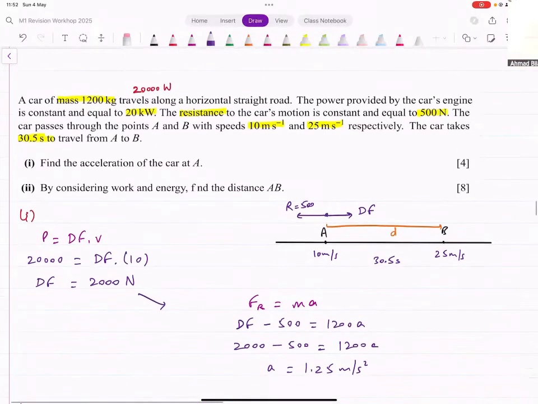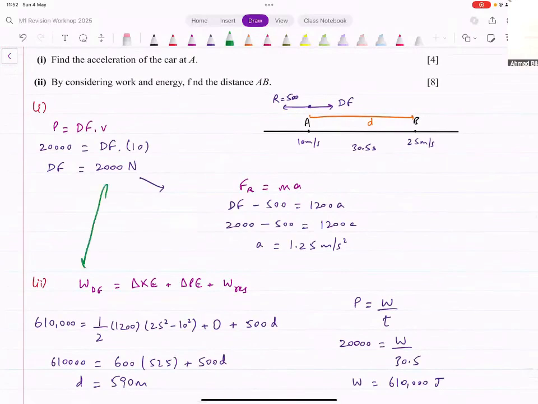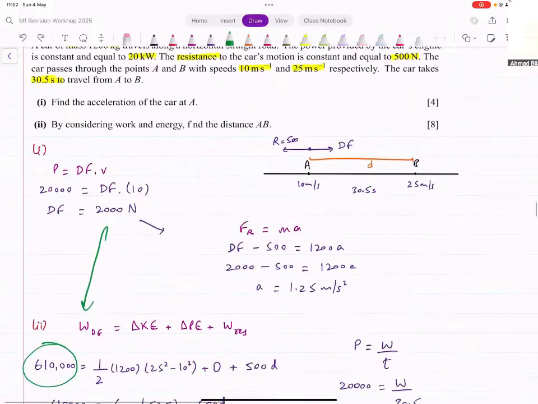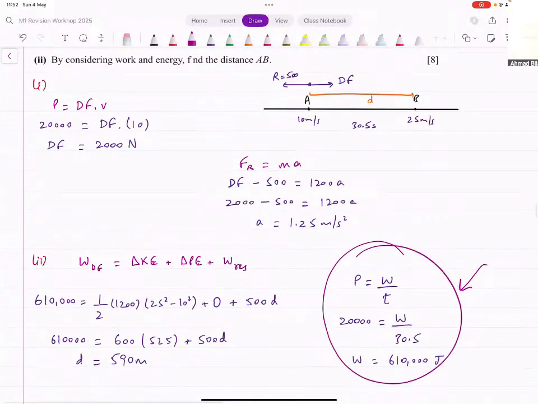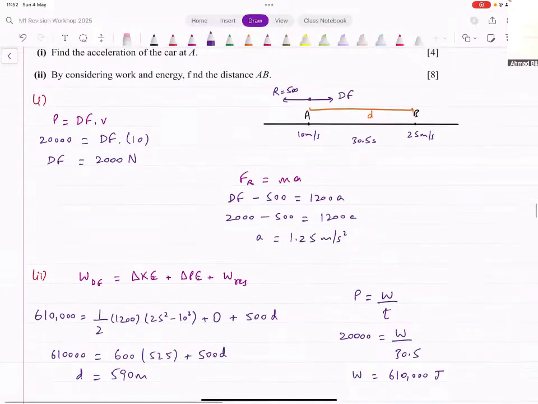Now we already know the value for the driving force. That's 2000 Newton. Using that, we can find the work done by the driving force, because the distance is 30. The distance is what? No, okay. So we do not use that because the distance is not given. We have time given instead. That's 30.5 seconds. If we have time given, we can use the other power formula to find the work done, because power is given, time is given, and that gives us the work done by the driving force. That turns out to be this. And then change in kinetic energy plus the change in potential energy plus work done against resistance. That will be 500, that's the force, times the displacement, and that's what you have to figure out. Let's call that D. Simplify that, and you get a result from that.